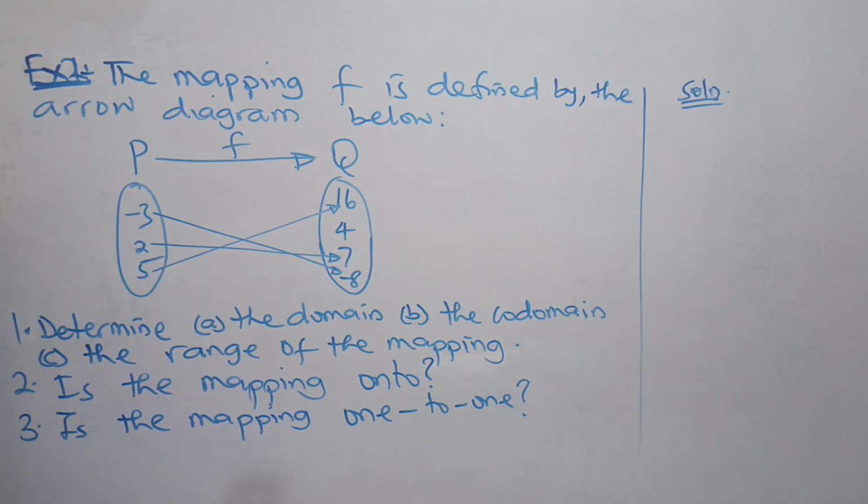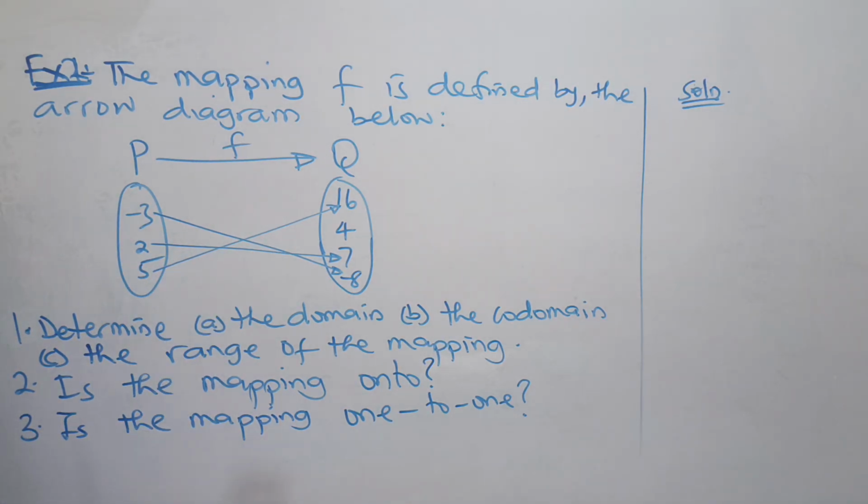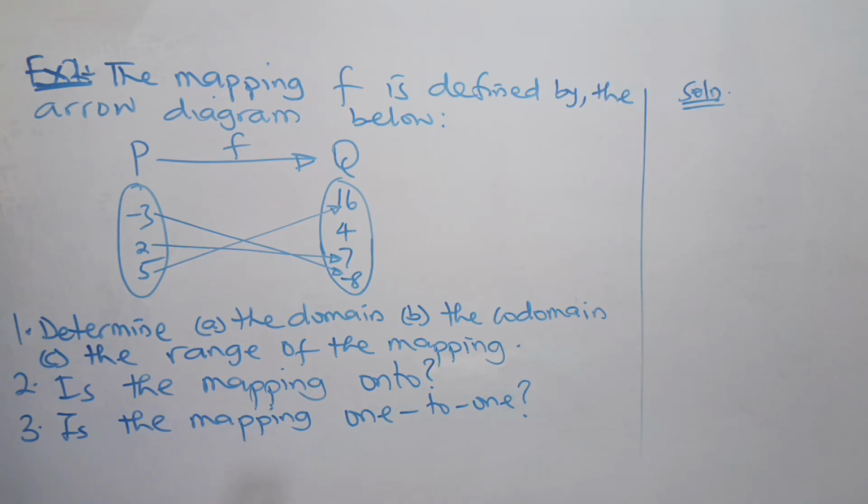I want us to consider this example where we have the mapping F defined by the arrow diagram. So the question now is that we should determine (A) the domain, (B) the codomain, and (C) the range of the mapping. Now question 2, is the mapping onto? Then question 3, is the mapping one-to-one?